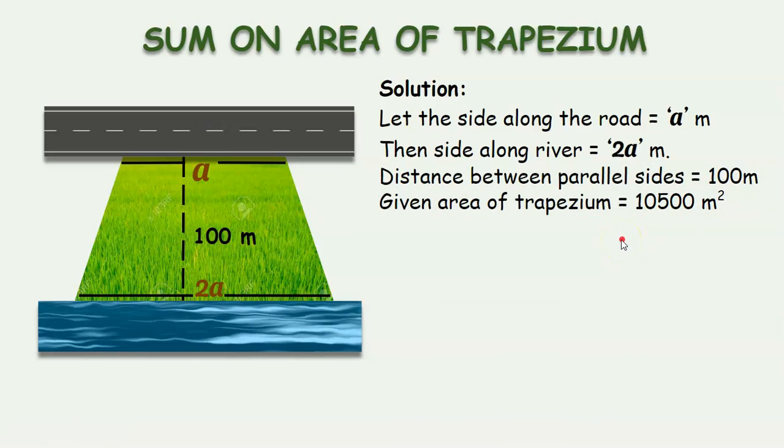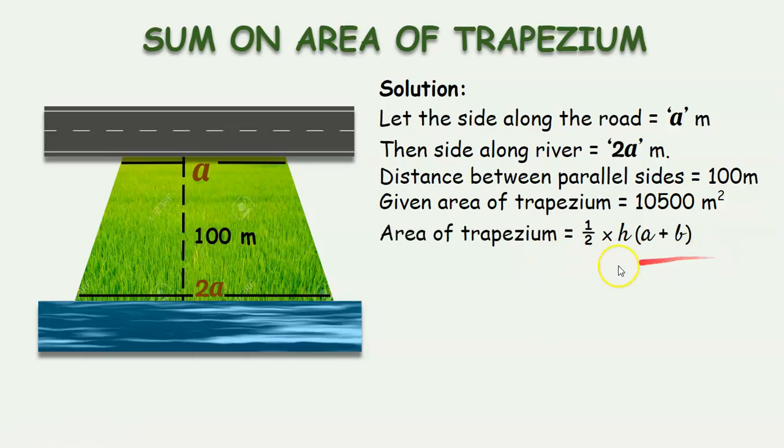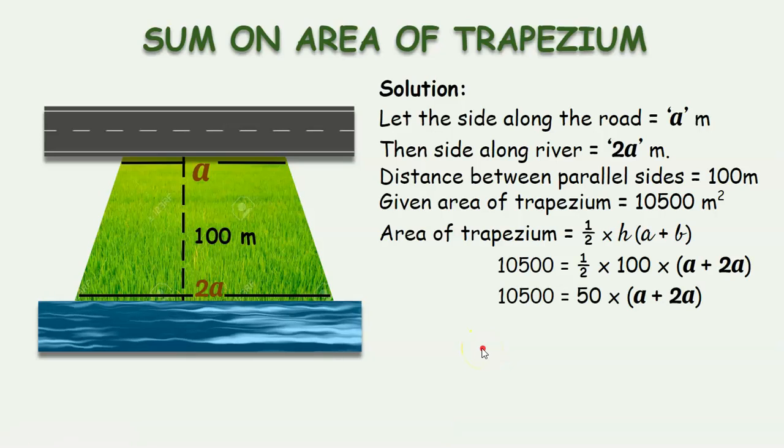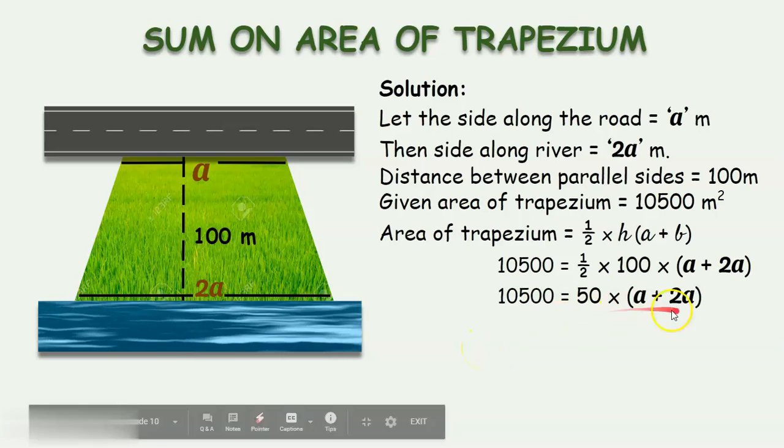As we know, the area of trapezium is half into h into a plus b. By substituting all the above values, we get 10,500 meters square is equal to half into, here height is 100 meters, and A and B are parallel sides which are A and 2A. So further we can write it as 10,500 is equal to 50 into A plus 2A, which is 10,500 by 50 is equal to A plus 2A.